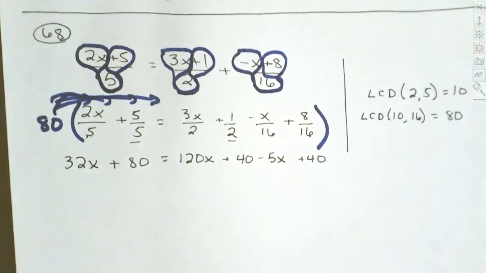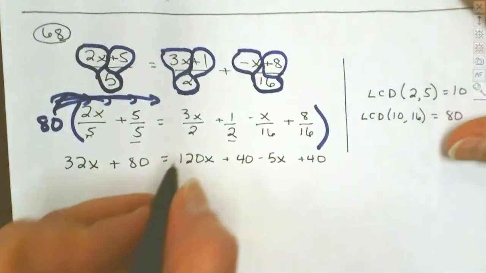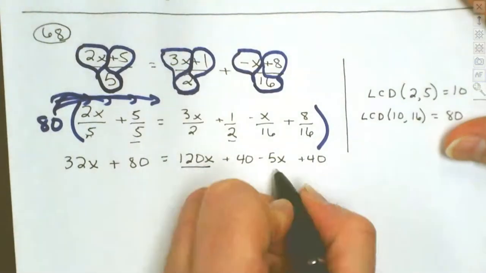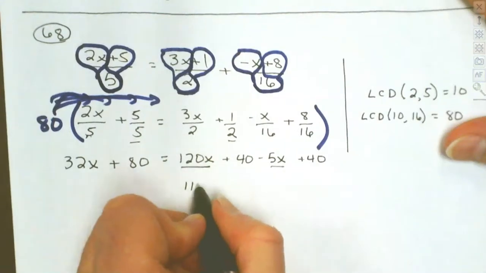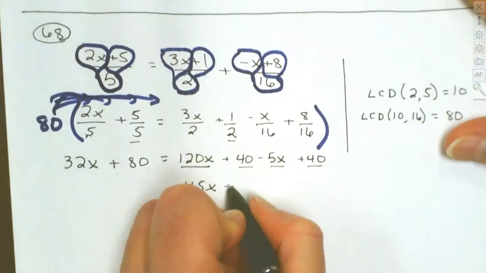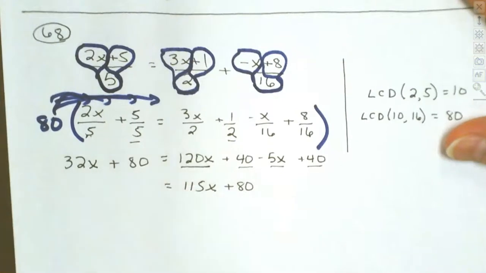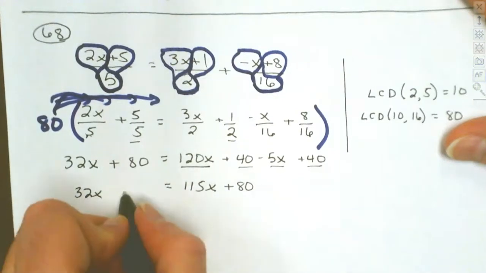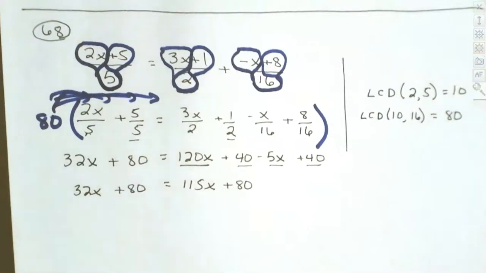Let's see what we're doing there. Now, what are we going to do? Well, we're going to begin by combining like terms together. The left-hand side is already done, so let's work on the right-hand side. Well, if I work on the right-hand side, I get 120 and a minus 5x. That makes it 115x. 40 and 40 makes it an 80. And that equals then 32x plus 80. Now we're going to go ahead, combine like terms, and solve this out.